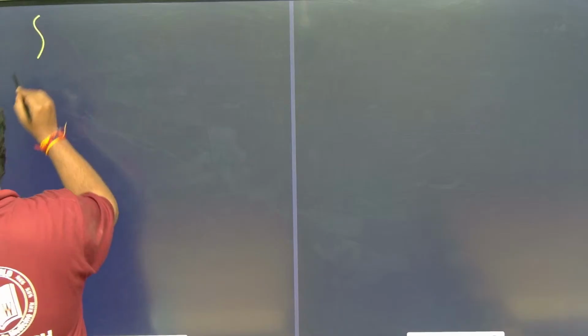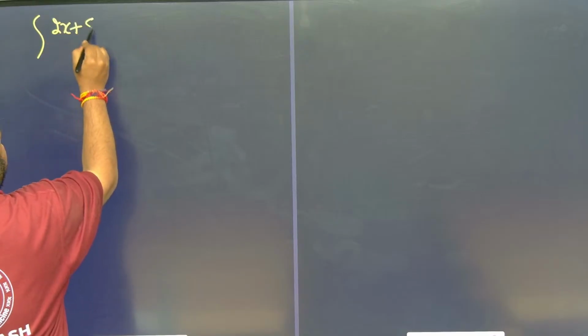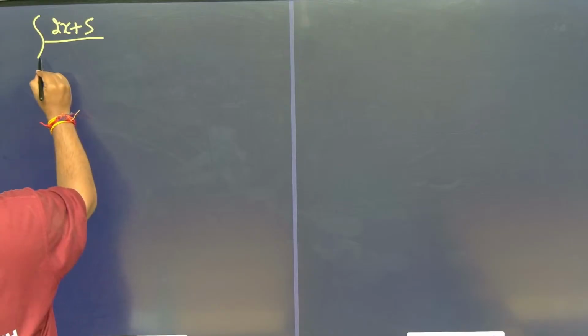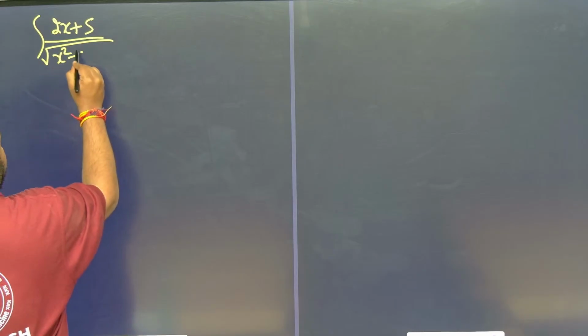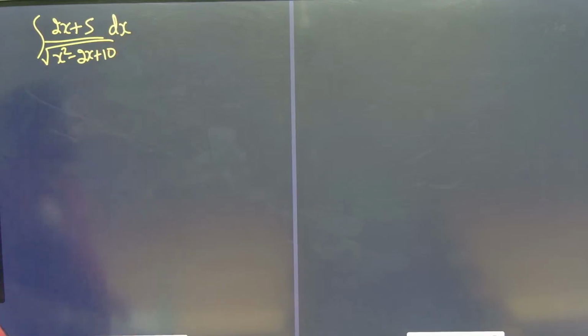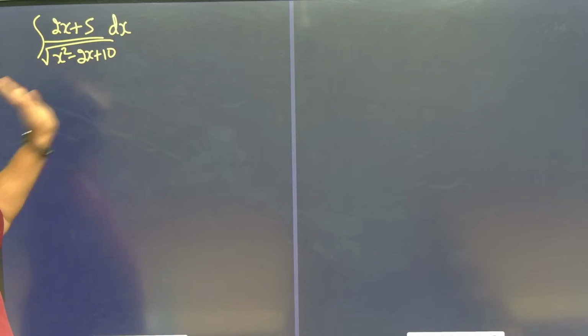So see here, what they are asking, what is the question? Integral of 2x plus 5 divided by square root of x square minus 2x plus 10 dx is of this form. So this is of the form px plus q divided by square root of ax square plus bx plus c. Correct?